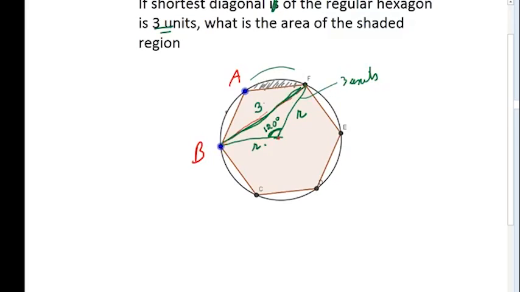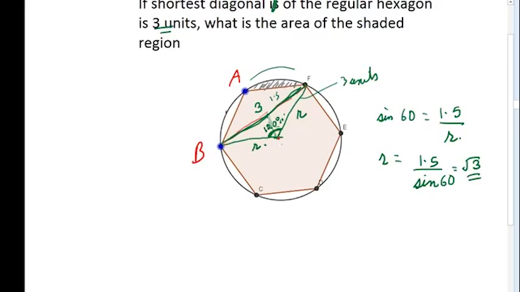So now you can calculate r using this. You can use the cosine rule, which we discussed earlier, or you can just use basic trigonometry. If you split this, this becomes 1.5, and this angle will be 60. So sine 60 is equal to perpendicular by hypotenuse, or 1.5 by r. So r equals 1.5 by sine 60. And sine 60 is root 3 by 2, which you should know. So this becomes root 3. So my radius is root 3.